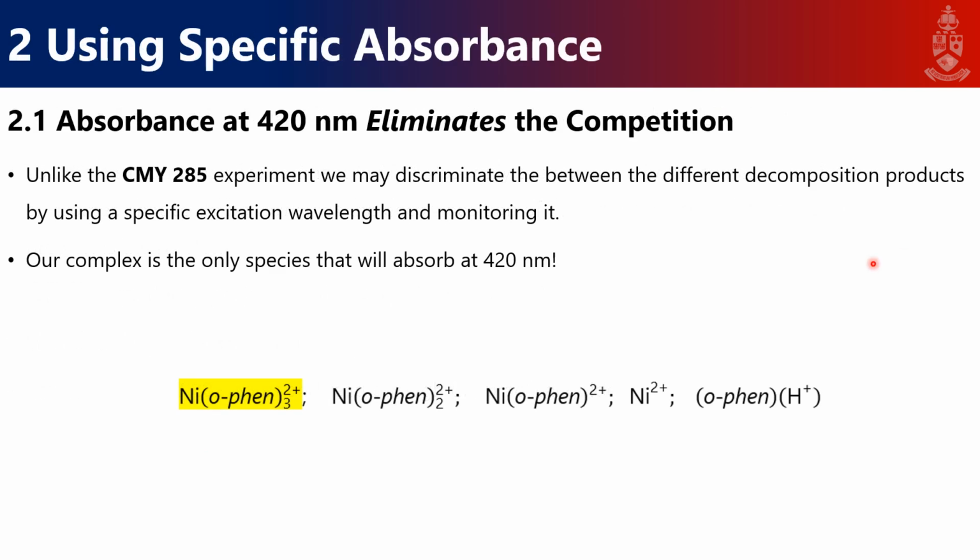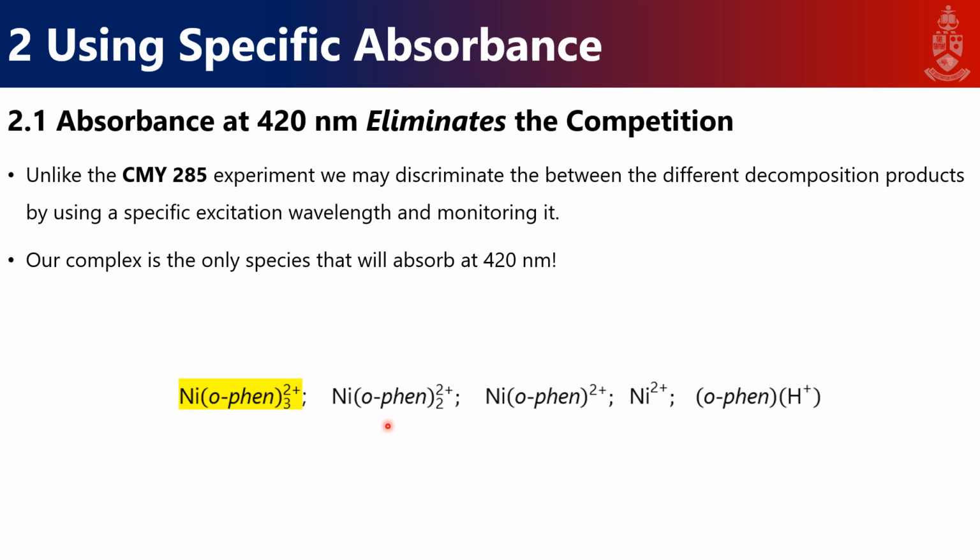Okay, now the most important difference between CMY 285's experiment you did last year and this year's experiment is that with the 285 experiment, you weren't able to discriminate using a specific wavelength or absorbance at a specific wavelength. So in this case, we can discriminate between our complex, where it specifically absorbs at 420 nanometers, versus all the decomposition products, which feel like a million of them, but all of them, of course, absorb at their own wavelength, which is likely not 420 nanometers.